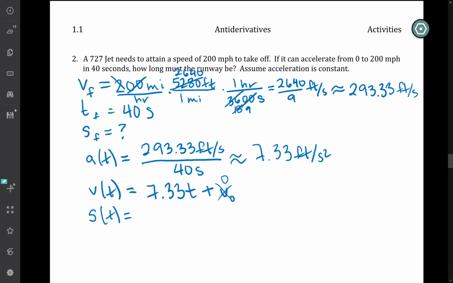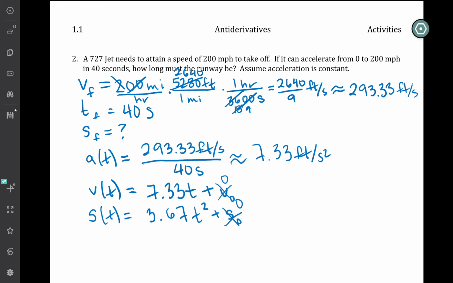It's about 3.67 t squared. And then plus initial position, which once again, people sometimes get mixed up by, but here, initial position, we haven't gone anywhere. So we're saying whatever our starting point is, how long does the runway need to be after that for us to get our speed up to 200 miles per hour? So we initially haven't gone anywhere at all.